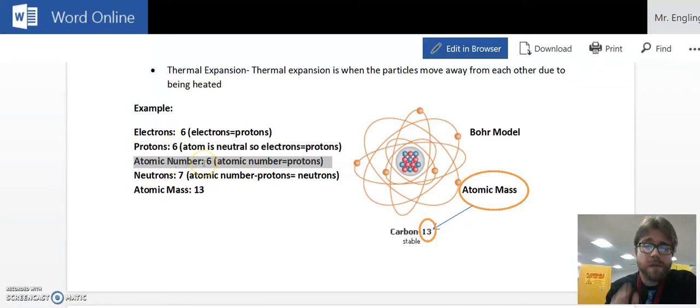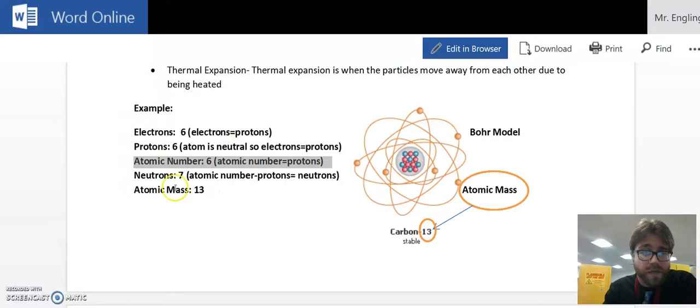The atomic number. What's the atomic number? It doesn't say it on here. That's okay. The atomic number is always equal to the number of protons. We know we have 6 protons, so the atomic number has to be 6. So the atomic number is 6. All right, nice. Moving on.